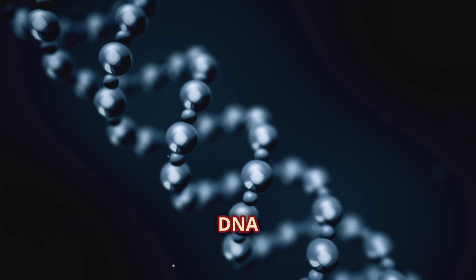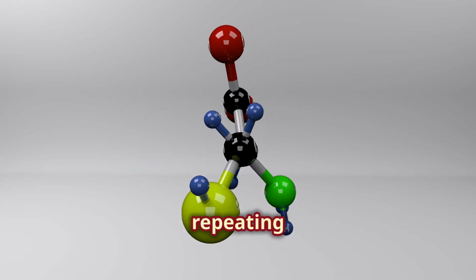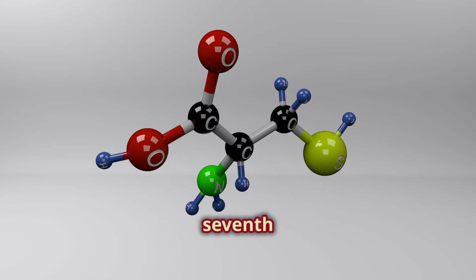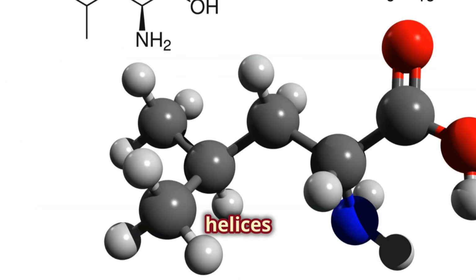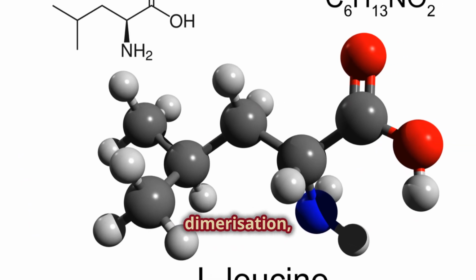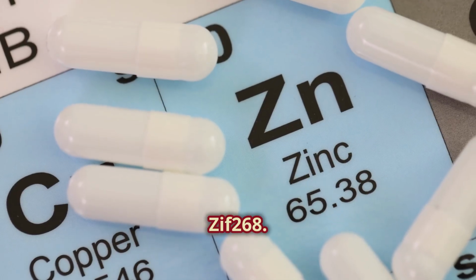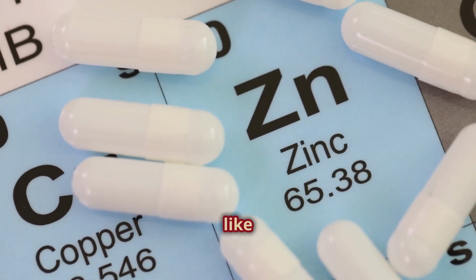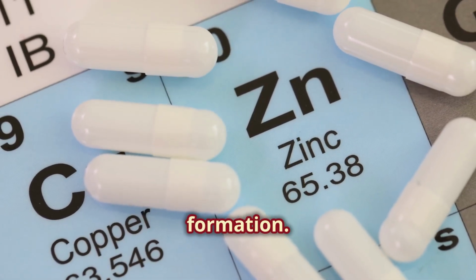This region aids DNA binding, whilst the leucine zipper motif contains a repeating leucine residue every 7th position. These leucine amino acids interact, zipping the helices together, facilitating protein dimerization. The zinc ion stabilizes the structure. An example of a protein containing the zinc leucine zipper domain is ZIF268. It is, like all such proteins, a transcription factor which may play a role in memory formation.